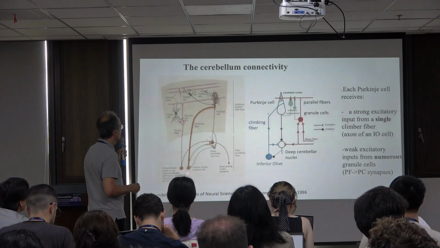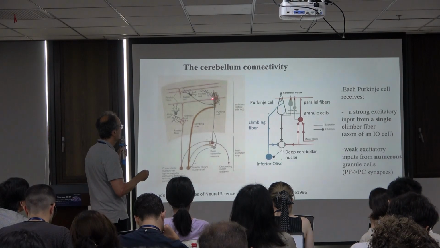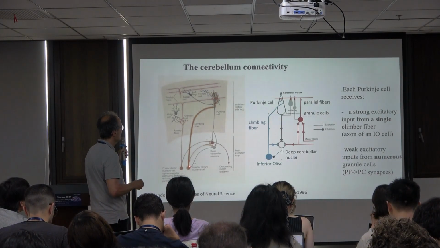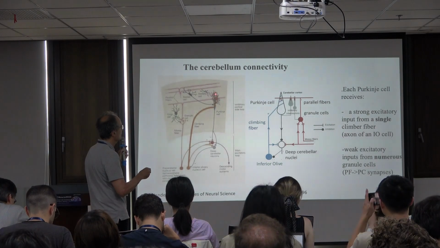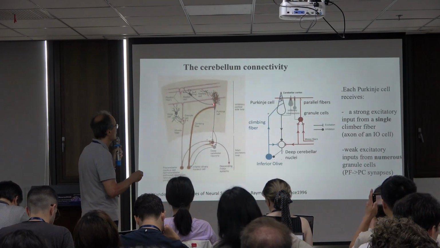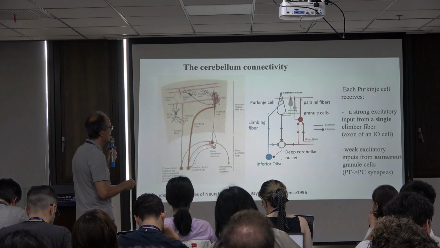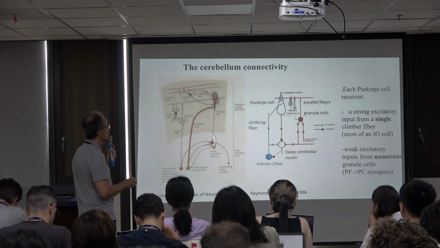Okay, so here is the granule cell, the parallel fiber, the Purkinje cell, and you see that it received this information from this tiny fiber that is wrapping around. Okay. And then it sent it back to the deep cerebellum.